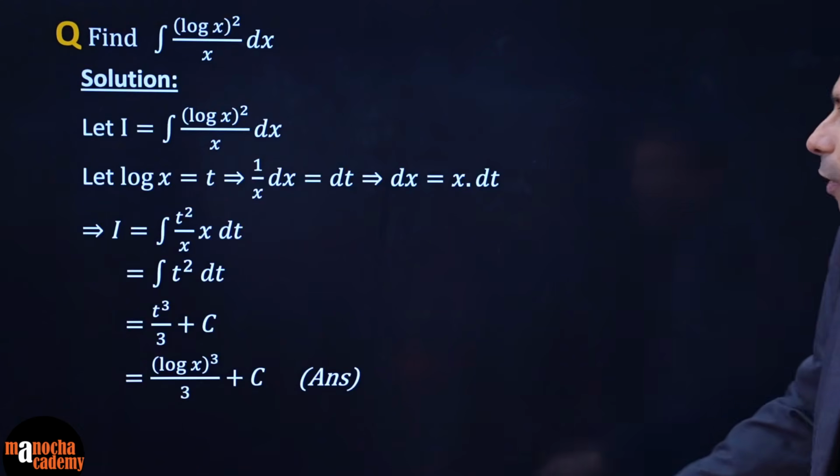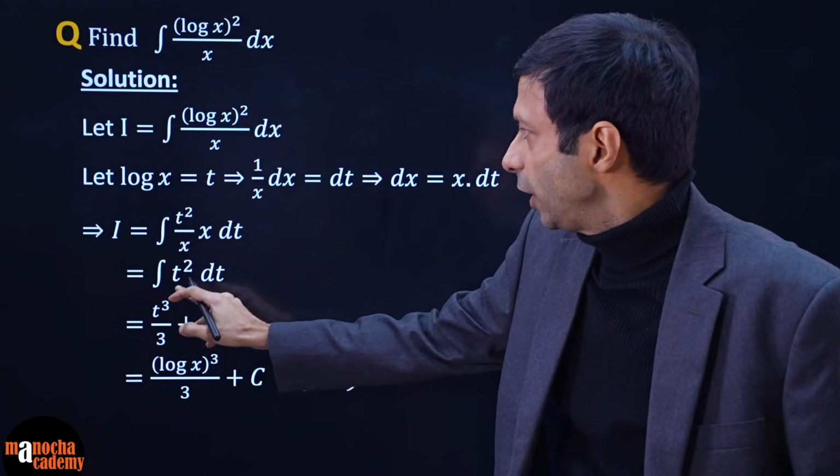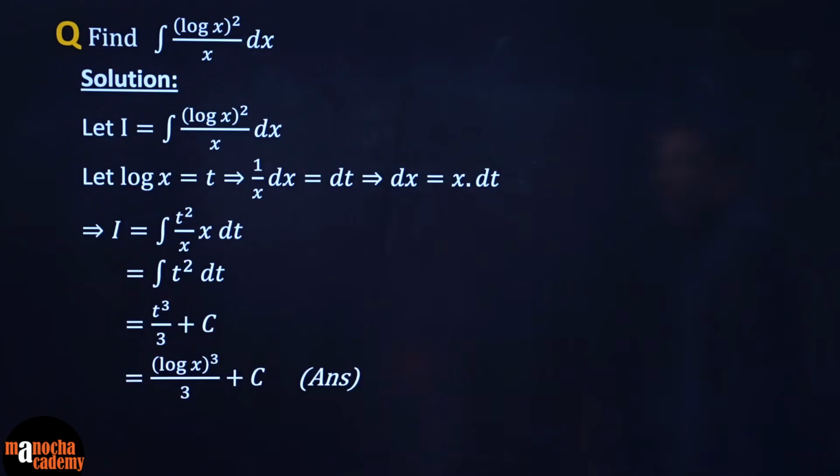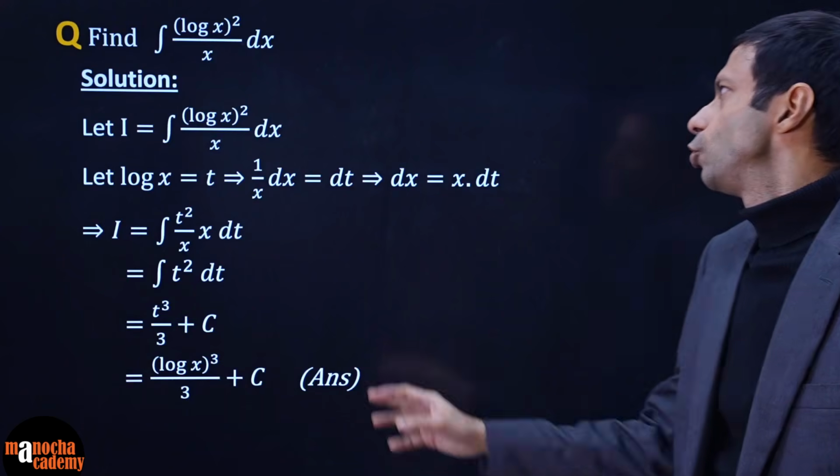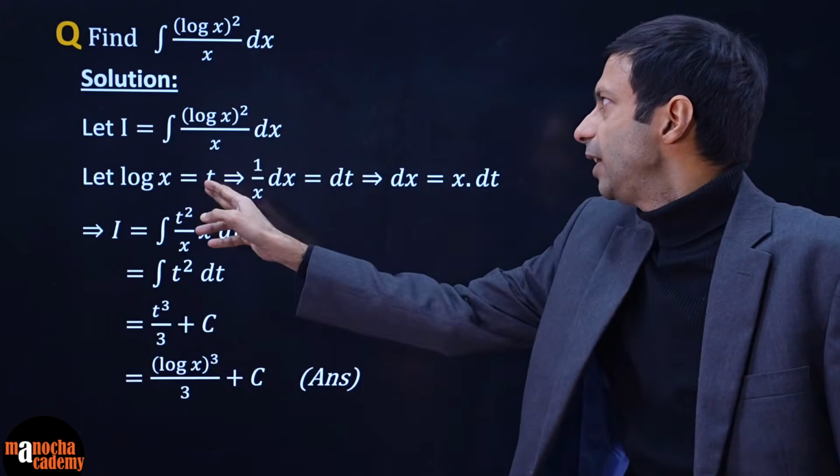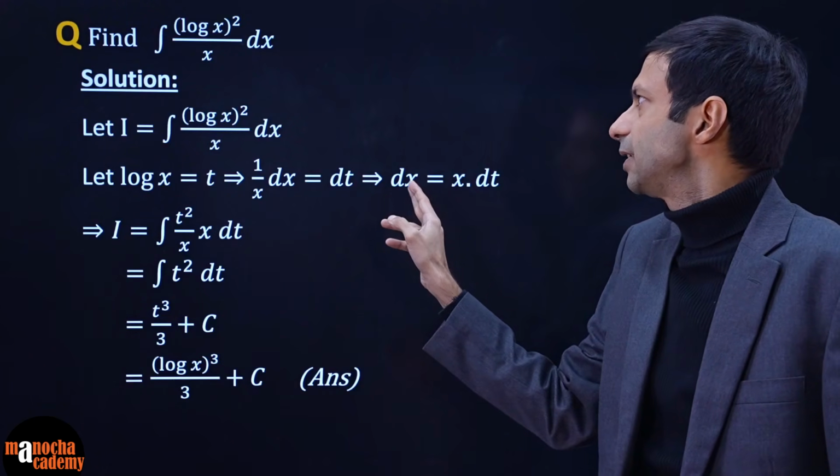Don't forget to do power plus 1. T square, so t cube by 3 plus c, and that's your final answer. Okay, so see here I've shown you that shortcut technique. I'm just doing dt and this side 1 by x dx, and there you go.